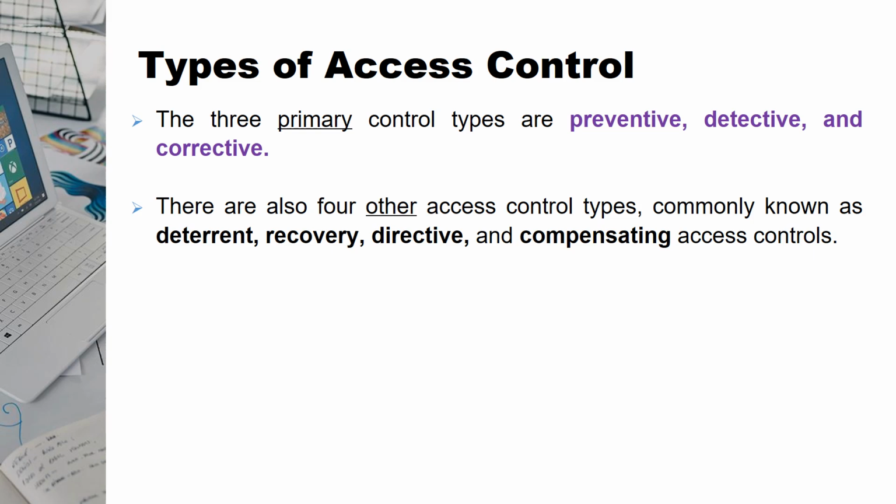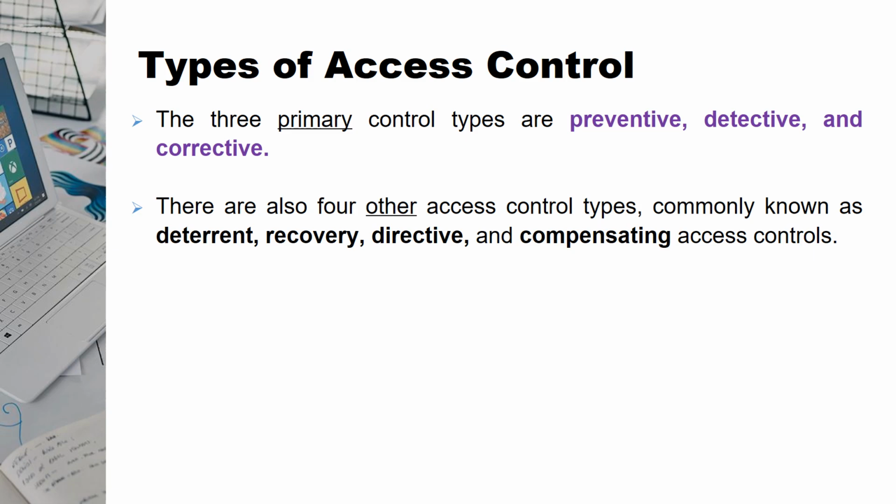There are also four other access control types, and these are deterrent, recovery, directive, and compensating access controls. Deterrent controls are meant to discourage people from trying to break the rules, like warning signs and putting up visible security cameras. Then there are recovery controls. These help the system bounce back after an attack, such as restoring lost data.